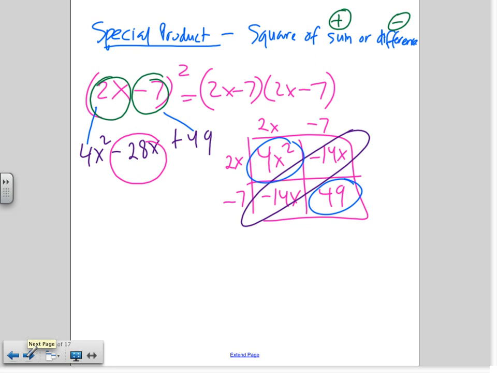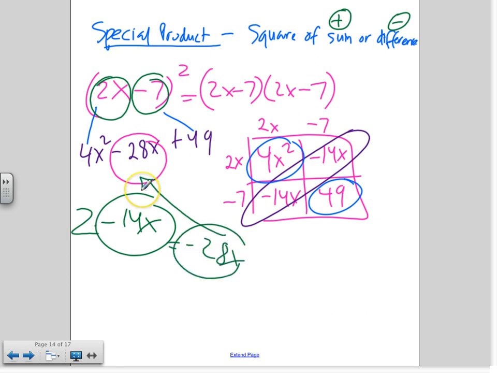or to double it up. Why double? Because it appears twice in the box. I got it. See that? If you can actually see that, then you don't need the box because you are calculating it without the box. So 2x times negative 7 is negative 14x, right? And then you double it up, which becomes negative 28x. And there you have it. So now you can actually expand it just like that without having to use the box at all.